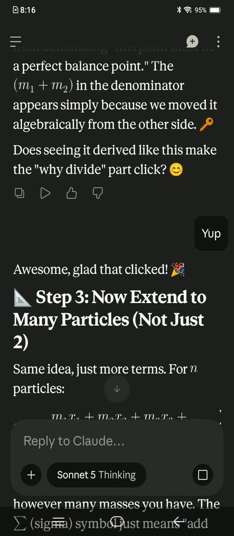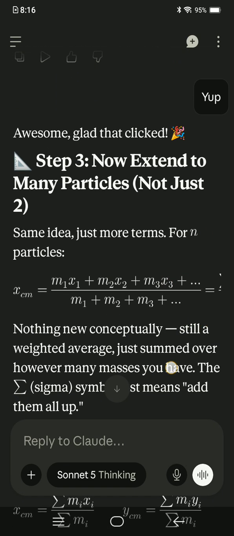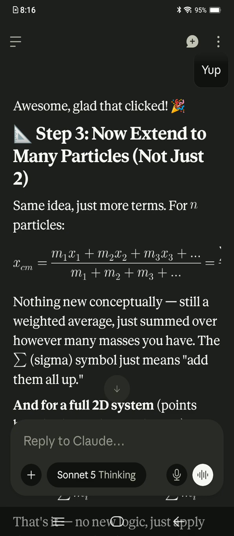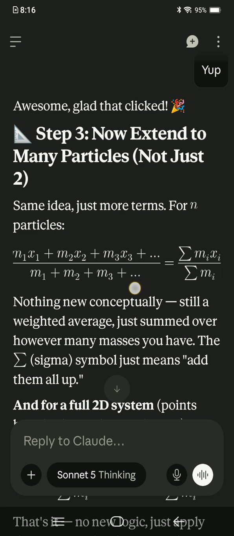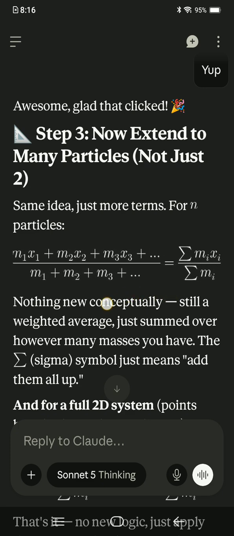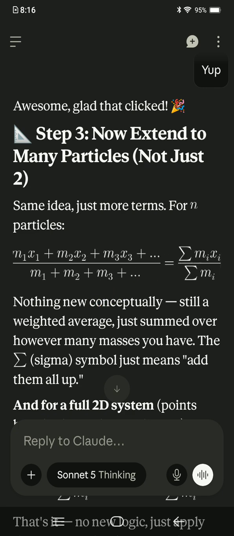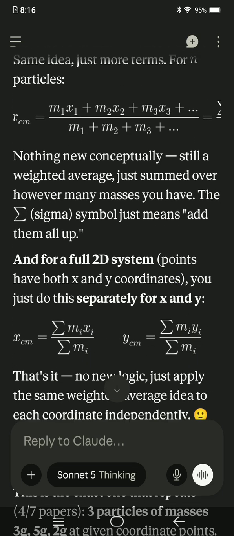Step 3: extend to many particles, not just two. Same idea, just more items. For n particles, it's m1x1 plus m2x2 plus m3x3 up to mnxn, basically the summation of mixi divided by m1 plus m2 plus m3, the summation of mi. It's simple, nothing new conceptually.